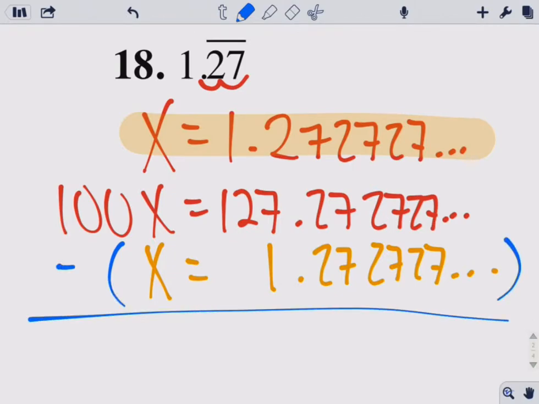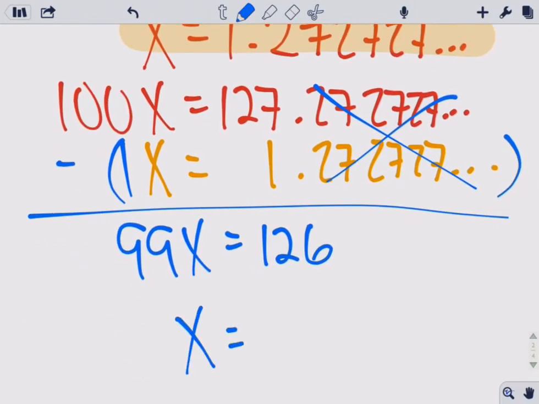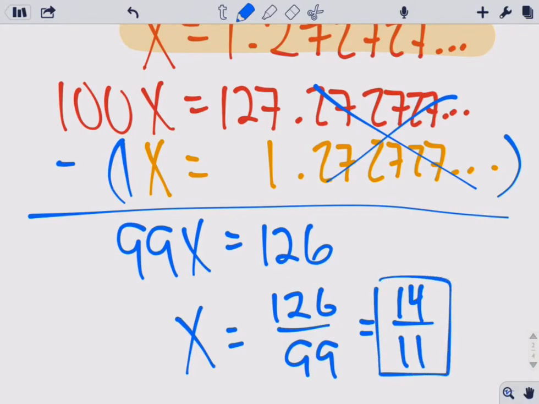100x minus 1x gives me 99x. Again, that stuff's the same, so it cancels, so I get 127 minus 1 is 126. x is equal to 126 over 99, which is reducible. 9 goes into both of them. You get 14 over 11.